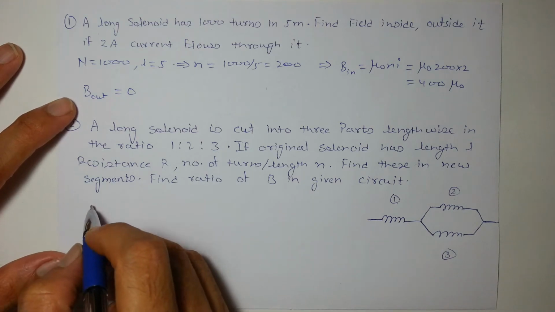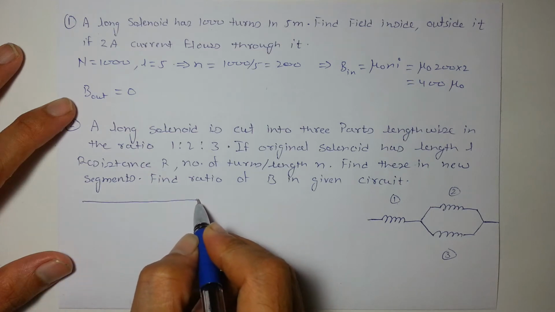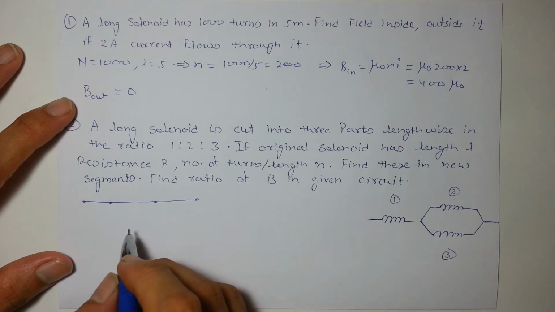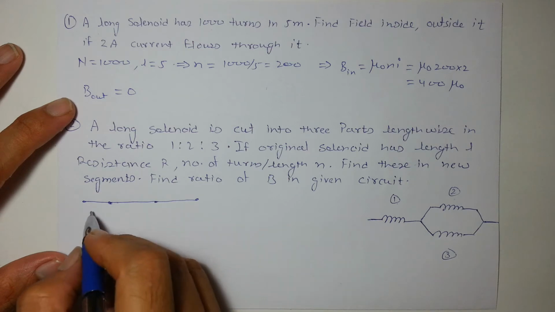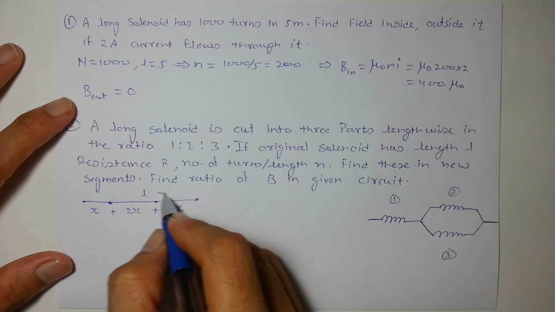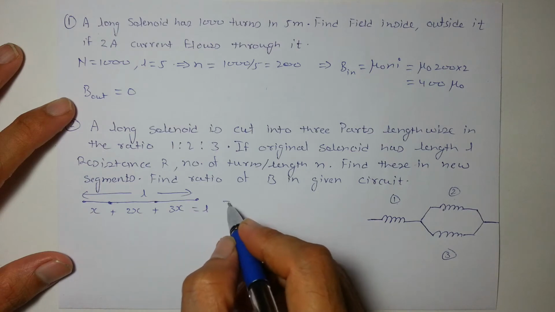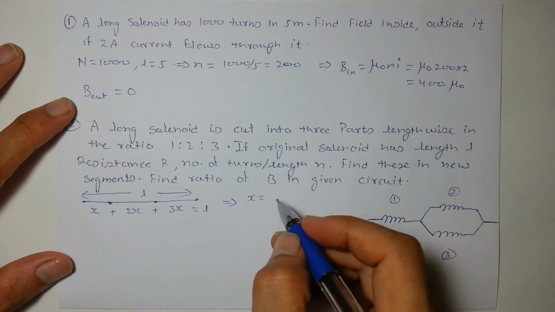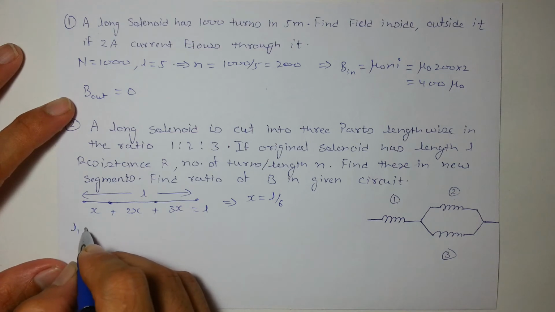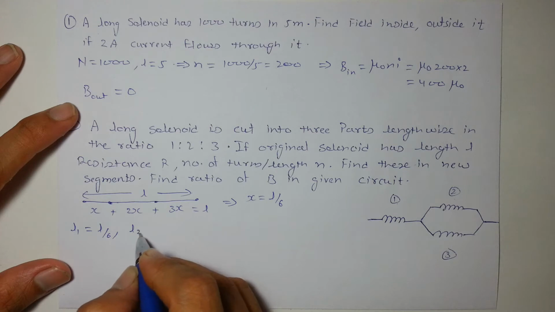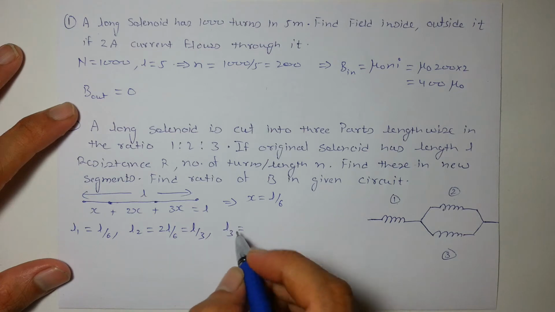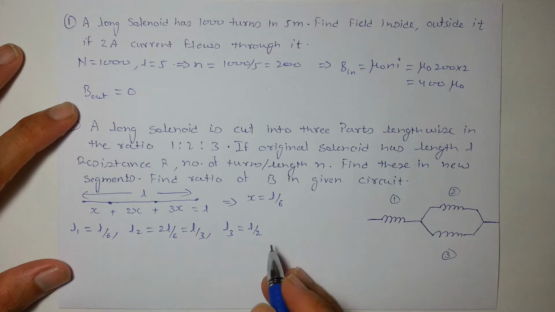ओके, सो व्हेन L इज डिवाइडेड, मान लेते हैं ये लेंथ L थी, इसको आपने 1:2:3 में बांट दिया, तो x, 2x, 3x बोल सकते हो, और सब मिलकर L दे रहे थे. तो हमें मिला x इज नथिंग बट L/6. ठीक है, so length L1 is L/6, L2 is 2 times of that, 2L/6 means L/3, L3 is 3 times L/6 means L/2. So these are the lengths.